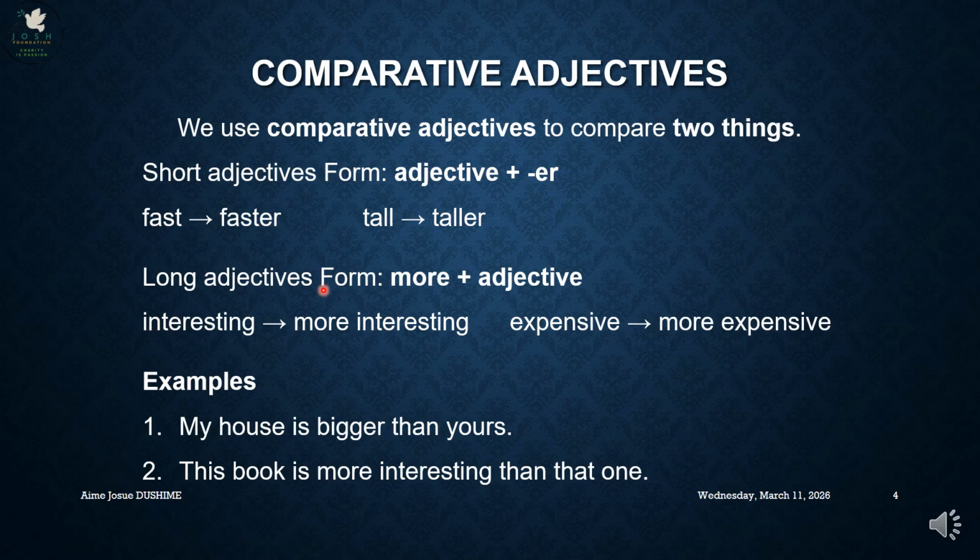But when you say long adjectives, they are made of two or more syllables. Like interesting, three syllables. Expensive, three syllables. Important, difficult, like that. For long adjectives, we just take more plus that adjective when we are comparing. We say more interesting, more expensive. Let's see real life examples. My house is bigger than yours. This book is more interesting than that one.